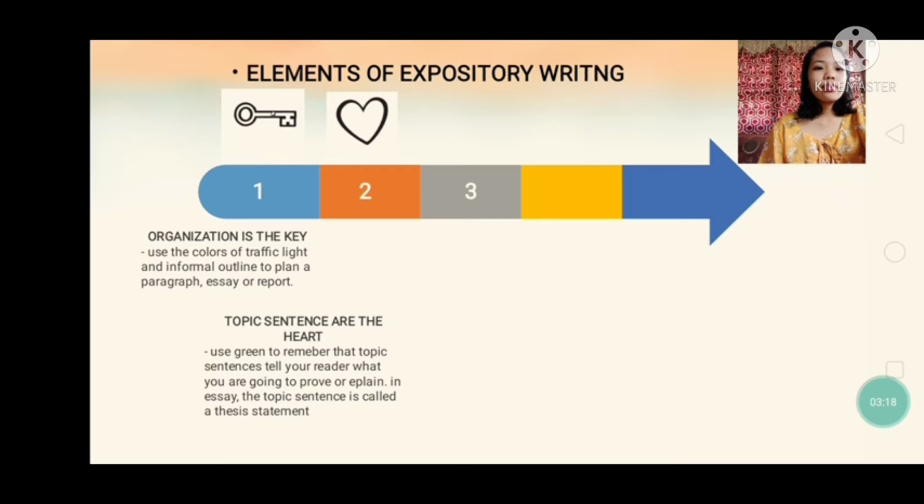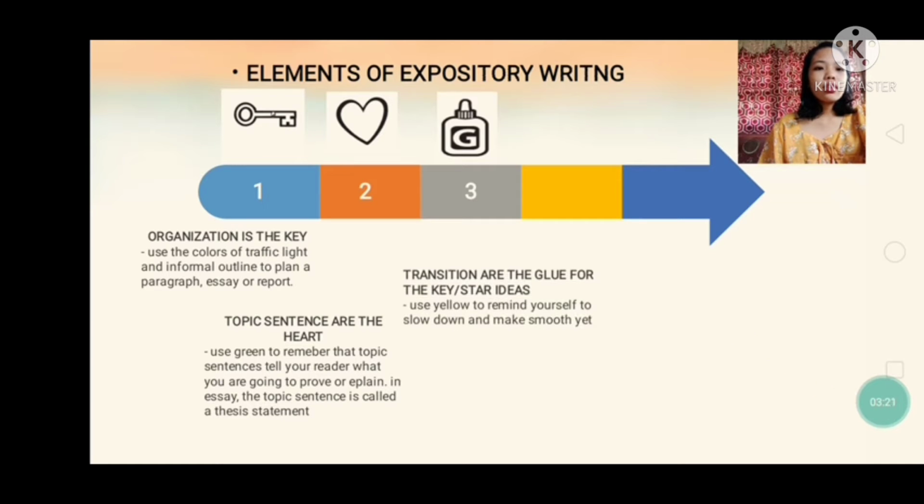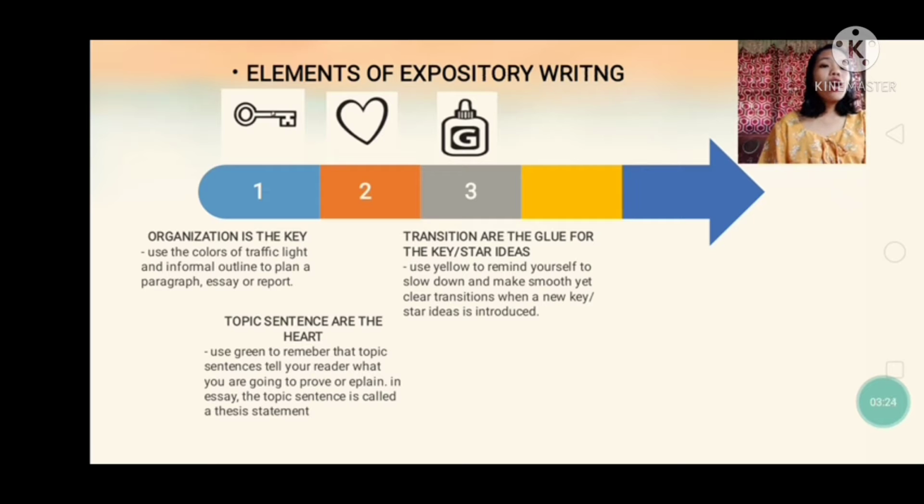Number 3, transitions are the glue for the key or the star ideas. So, gagamitin natin dito is yellow to remind yourself to slow down and make a smooth yet clear transition when a new case starts or a new idea is introduced. So, halimbawa, huwag tayong dalos-dalos sa pagsulat because, for example, nag-enter ka ng new idea, hindi mo pa napo-point out yung idea ng first example mo. So, parang malilito yung readers.